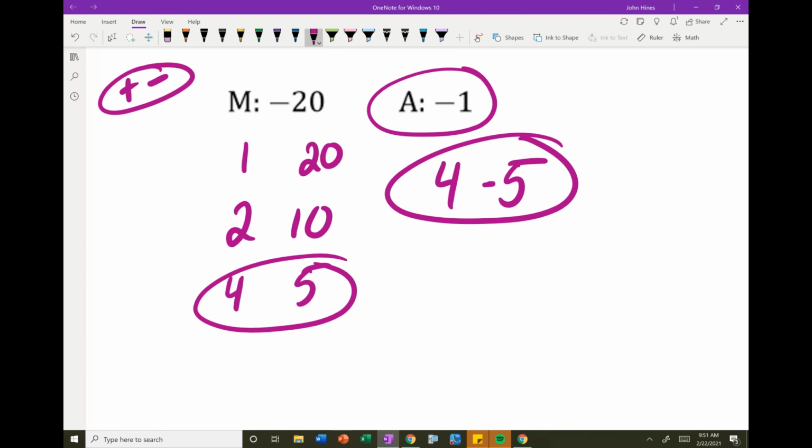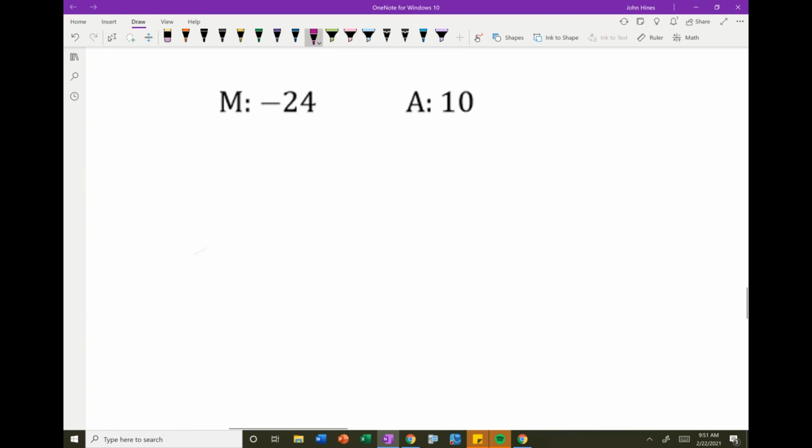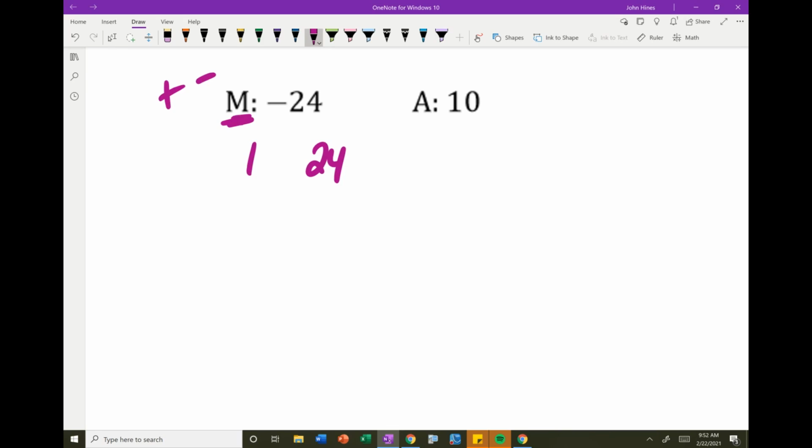So you really have kind of an extra step when you deal with these negative numbers. These negative numbers kind of mess things up. What multiplies to negative 24? Well, 1 and 24. And again, one's positive, one's negative. 2 and 12. 3 and 8. 4 and 6.